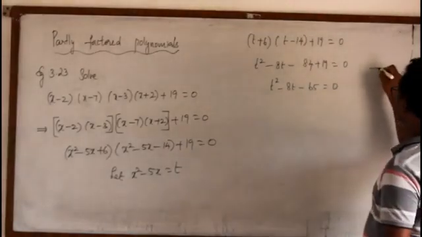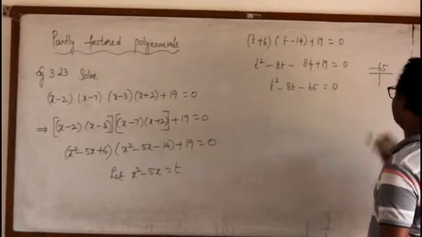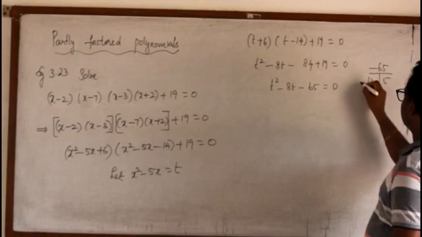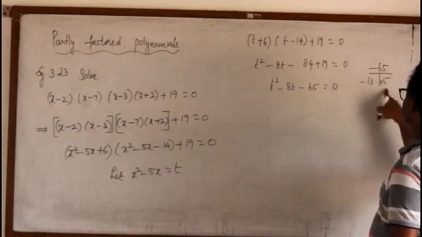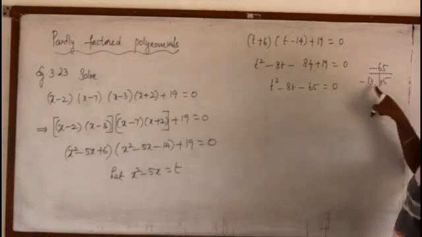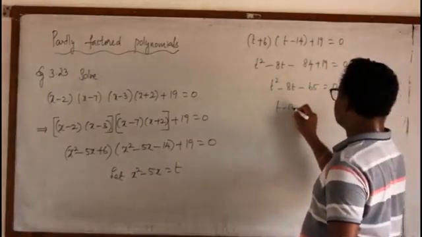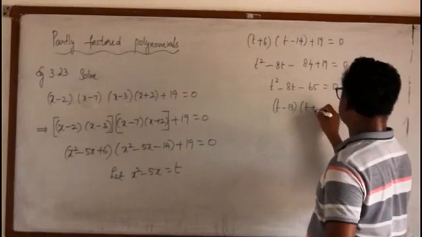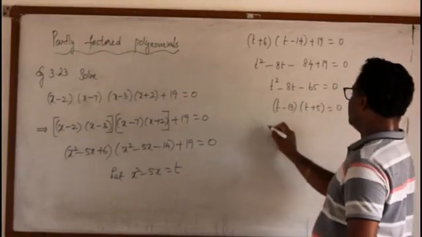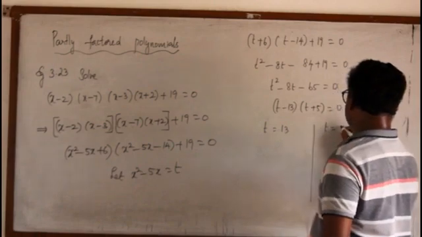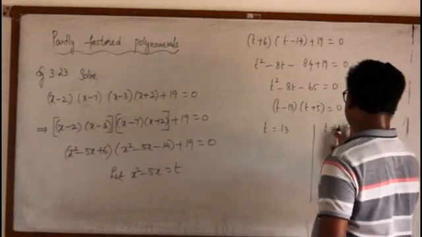We shall factorize this minus 65. I need a difference of 8. The only option is 13 and 5: minus 13 plus 5. When I multiply it becomes minus 65, and when I add it becomes minus 8. So (t minus 13)(t plus 5) equal to 0. So t equal to 13 or t equal to minus 5.